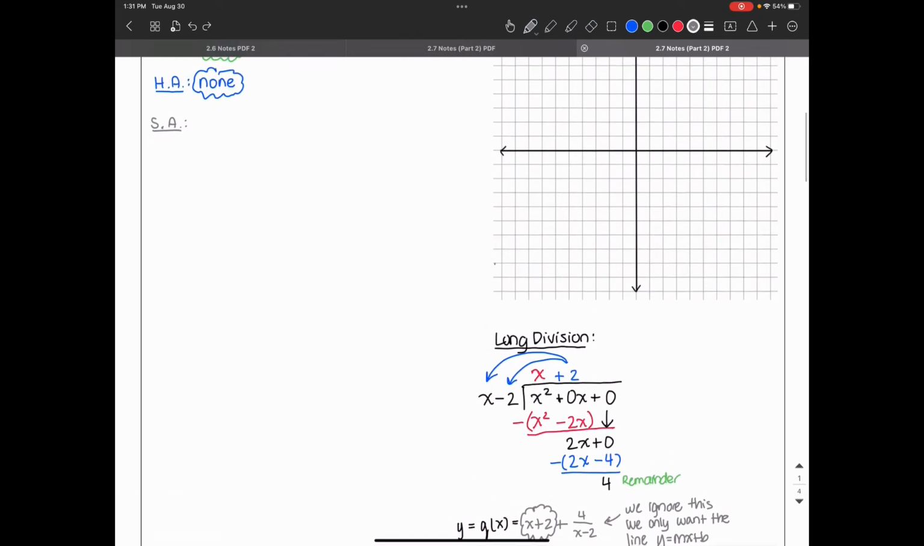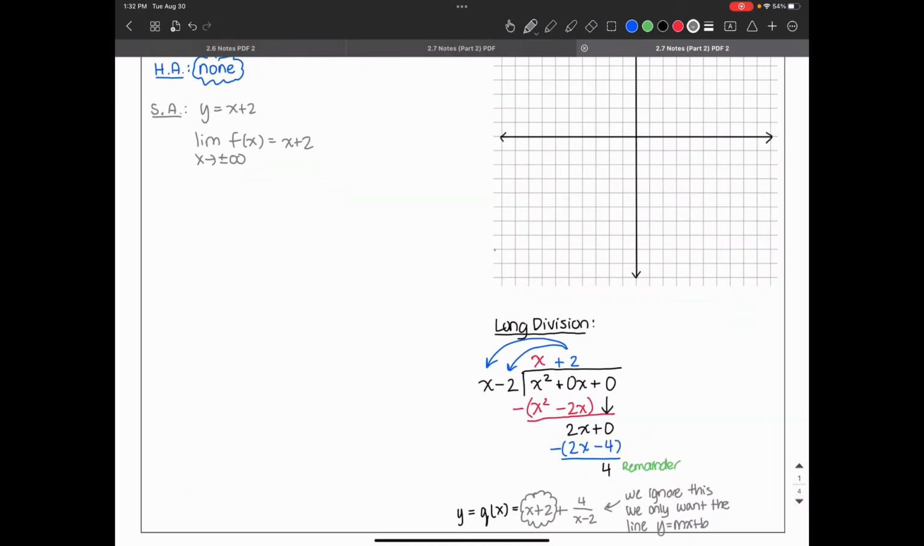So my slant asymptote I know is y equals x plus 2. And I rewrite that. Now in pre-calc, we talk about it as end behavior. So we say the limit as x goes to positive or negative infinity of f of x is equal to x plus 2. I'm going to start now putting everything in. So this is my end behavior. It's going to be a diagonal line instead of a horizontal line, like we've seen before.